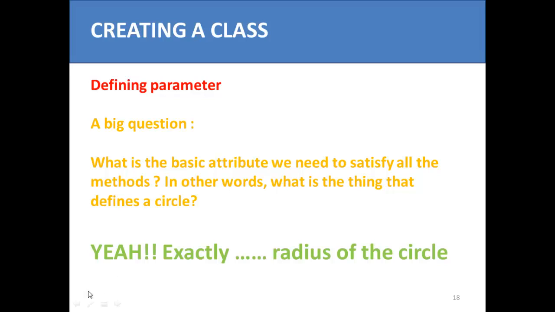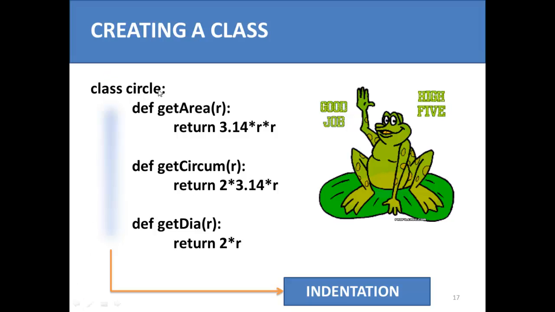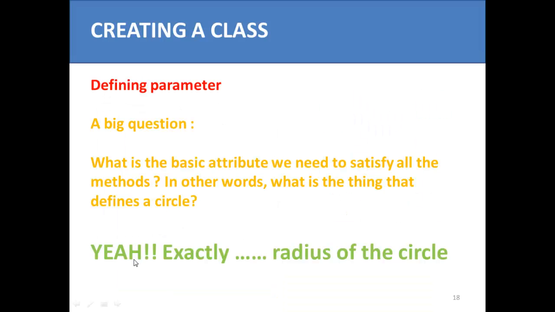For example, when you are creating a class of a circle, it may be anything, but in this case we are calculating the area of the circle, circumference of the circle, and diameter of the circle. So what is the basic thing that we need to calculate all the things? Yeah, that's the radius of the circle. So you see that radius is the defining parameter. Now you are almost done with it.